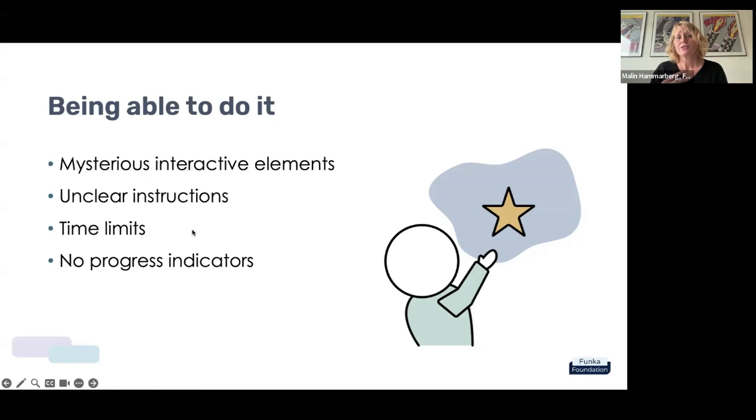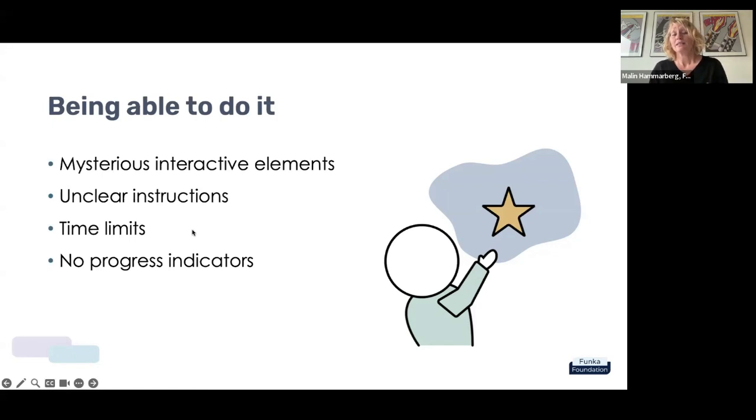Also, when the instructions are unclear, it's hard to understand what to do, and we get frustrated and a bit stressed. Also, time limits. When we need to fix something in a set of time, and maybe we were supposed to add our passport number in the form, but our passport is locked away in another room, and we need to run and get it, and the time is ticking, and it stresses us out.